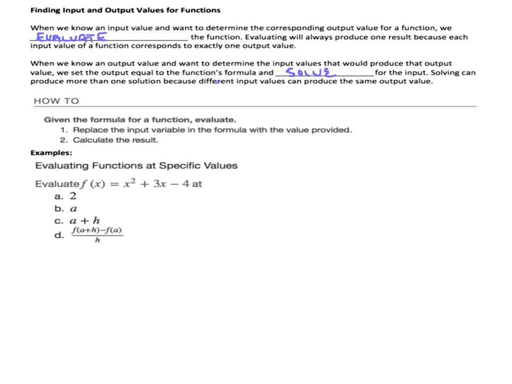Okay. So given the formula for a function evaluate, so you're going to replace the input variable in the formula with the value provided and then calculate the result. So I'd like for all of you to grab some paper and a writing utensil. And here's our function. F of x is equal to x squared plus 3x minus 4. And the first thing we want to figure out is what is f of 2.